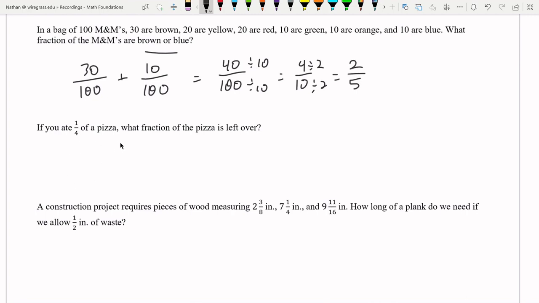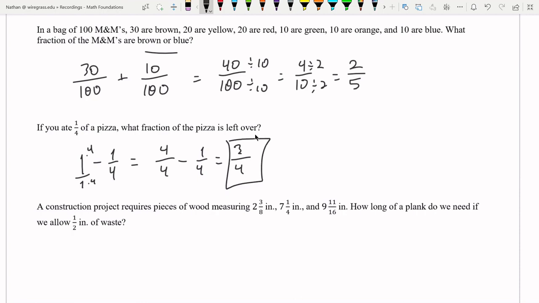Okay, if you ate 1/4 of a pizza, what fraction is left over? Well, the pizza is going to be one whole pizza, and you removed 1/4 from it. Well, 1 is the same thing as 1 over 1. I get common denominators by multiplying by 4. So we get 4 over 4 minus 1 over 4, which equals 3 over 4. And you don't really actually need to do this, right? You can think about the fact that if you remove a quarter of the pizza, then you have 3/4 left. But this is the mathematics that shows that as well.